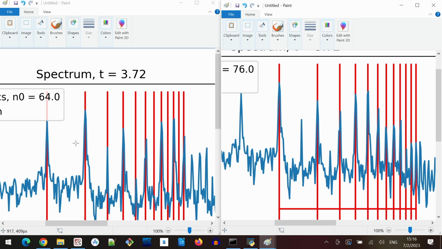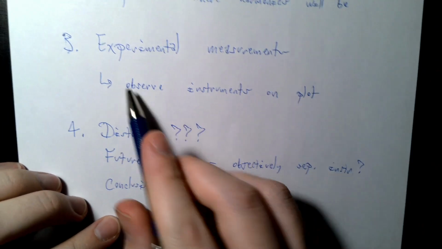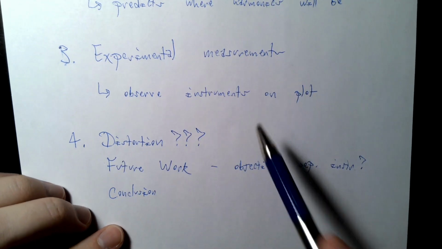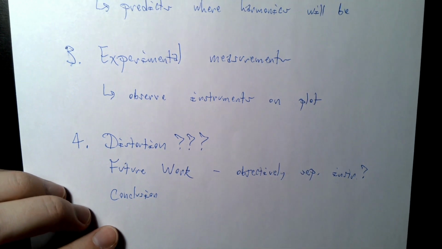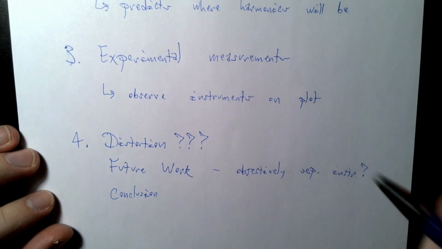And so that brings us to the end of our third point, which is that we have experimental measurements and we observe the instruments on our plot. We can actually use our predictions to find peaks and match peaks to the instruments. Okay, so far so good.